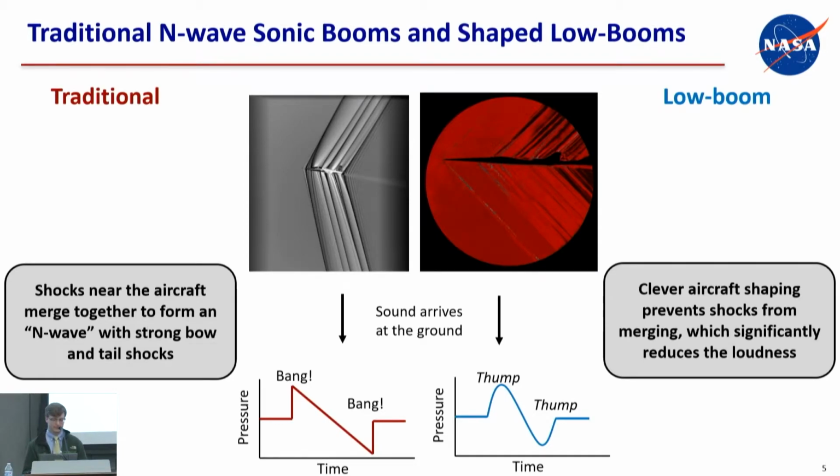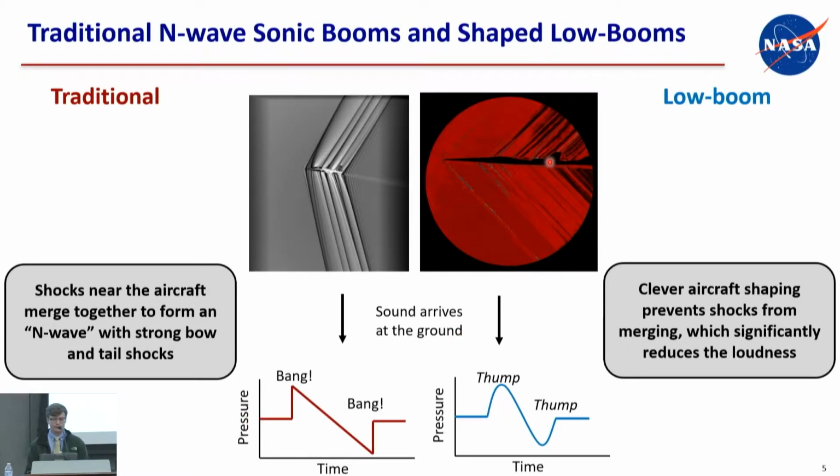So what's the difference between the shaped sonic boom and a low boom? On the left side here, you can see that there's a traditional aircraft Schlieren image. There's a complicated shock pressure pattern near the aircraft. And as that shock pattern propagates from the aircraft to the ground, the shocks merge together and form this N-wave shape. So here's a pressure versus time cartoon. And the shocks coalesce at the front, and you result in these two loud bangs for the front of the aircraft and the rear of the aircraft.